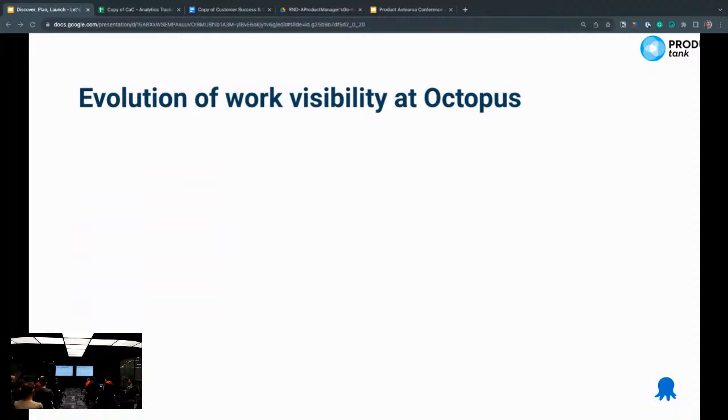So just a few years ago, Octopus had just 3 teams, and everyone knew what everyone was doing. We could only do a couple of things at a time. Our product was selling itself through product-led growth. We didn't have a large sales organization. It was great. No one needed a roadmap. Everyone knew what's happening. But things started to change.